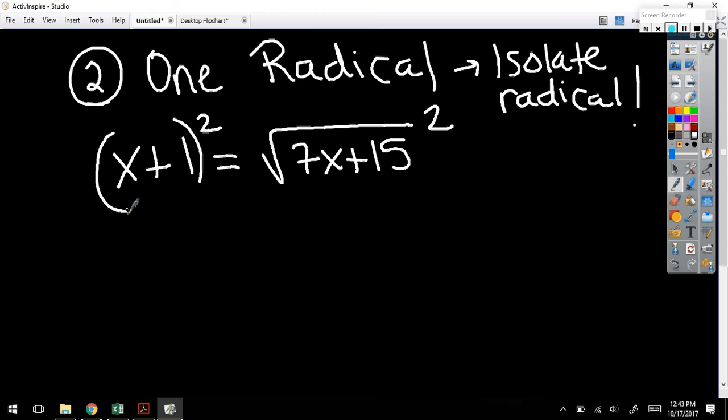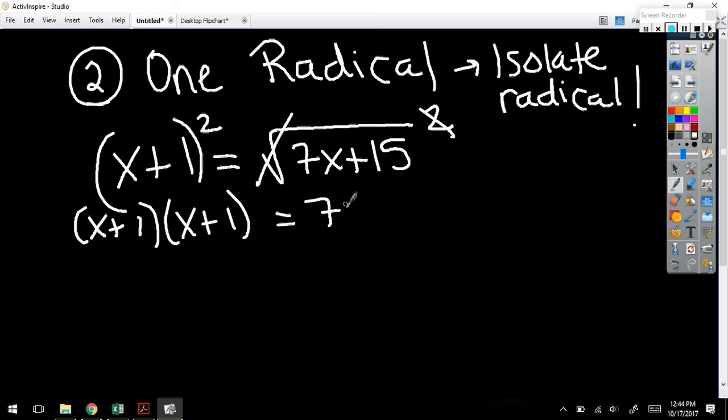What happens on the left side? X plus 1 times x plus 1. Do not distribute that exponent through there. The 2 was just put on it to make that radical go away. So what do I do now? Multiply it out, FOIL it out.